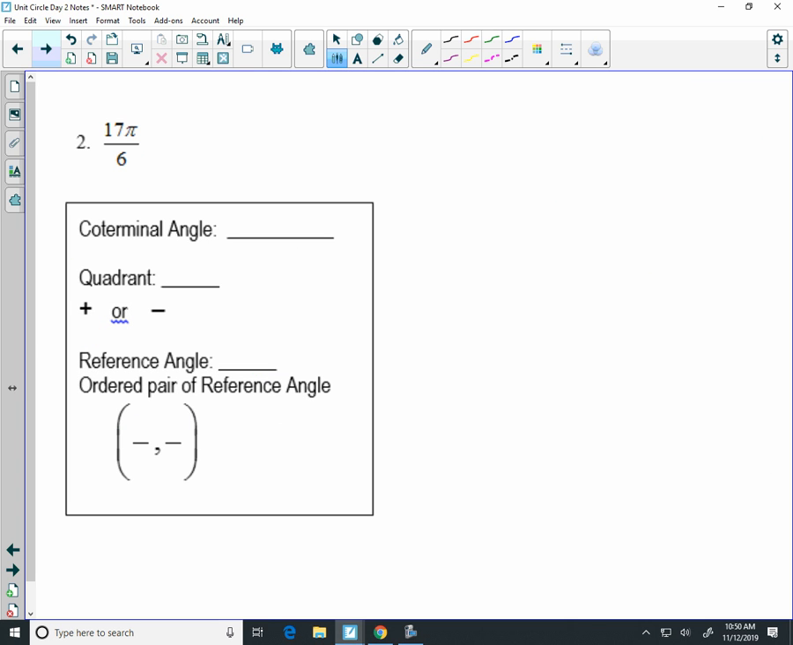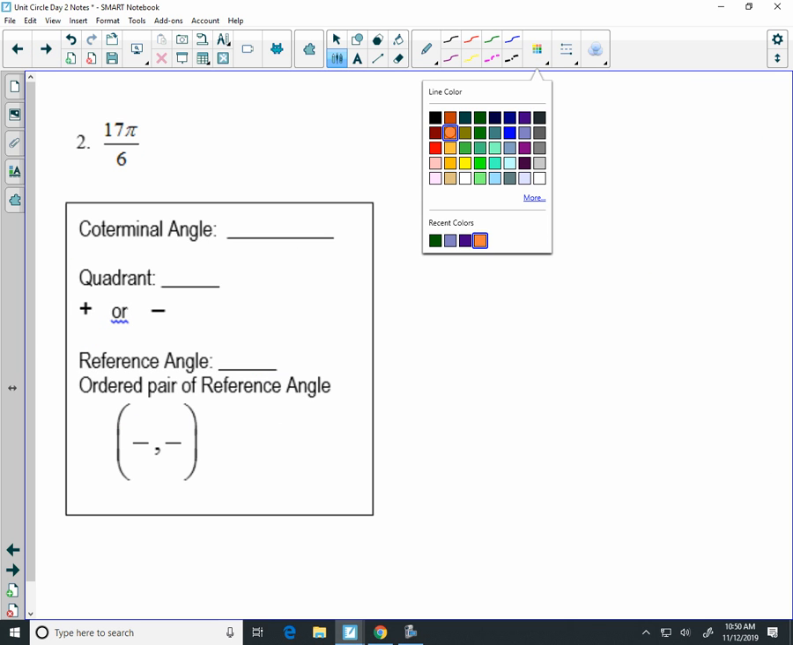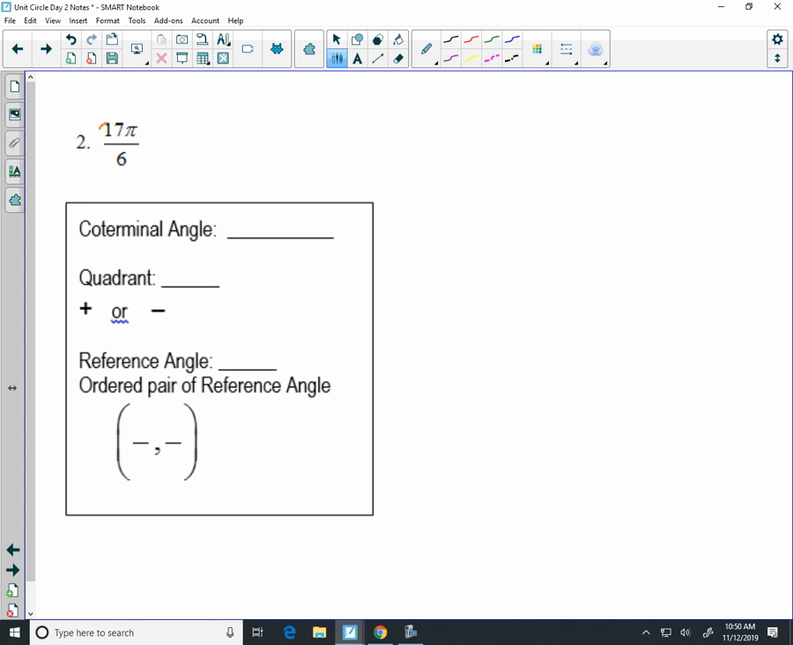17 pi over 6. Great. 17 pi is 23. Yours is 23. All right. Is it 23 pi over 6? Yep. Cool. All right. What are we subtracting? We're subtracting 2 pi. But what is 2 pi in sixths? 12 pi over 6. Awesome.